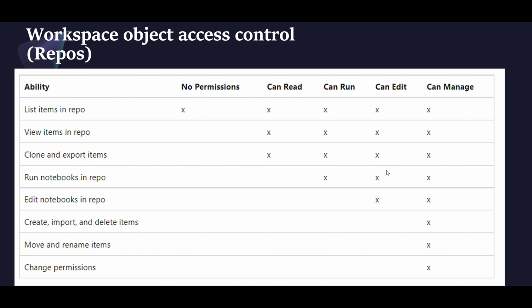For edit, they can do the same thing, but also they can edit the notebooks, but the runner can just run the notebook, they cannot edit it. And manage can do everything and also can change permissions for other people as well. So we talked about access control over folders, notebooks. Now we talked about repositories. So can you guess what is next?